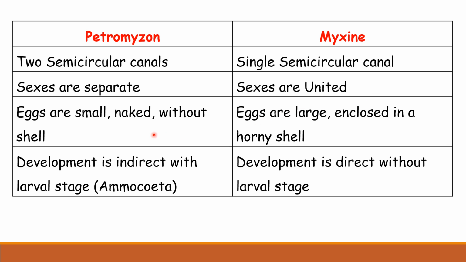Coming to their reproduction and development, in petromyzon, they have very small eggs. On the other hand, in myxin, the eggs are very large, and they are covered by a horny shell. In petromyzon, the development is indirect because of the presence of the ammocoete larva. On the other hand, in myxin, the development is direct.